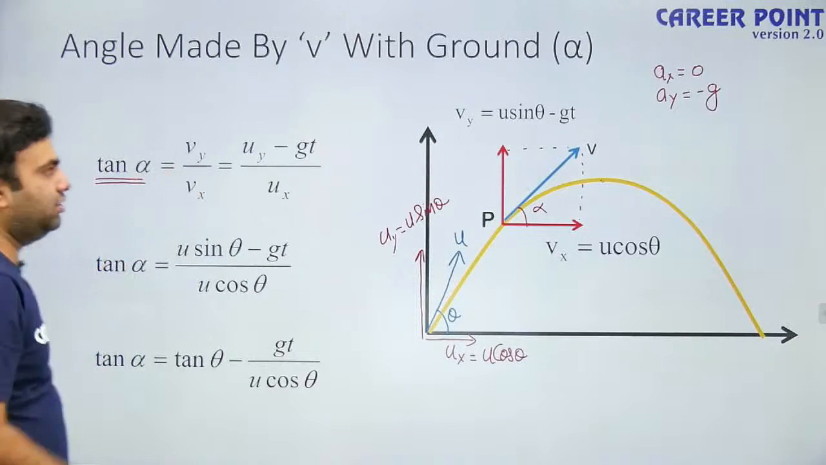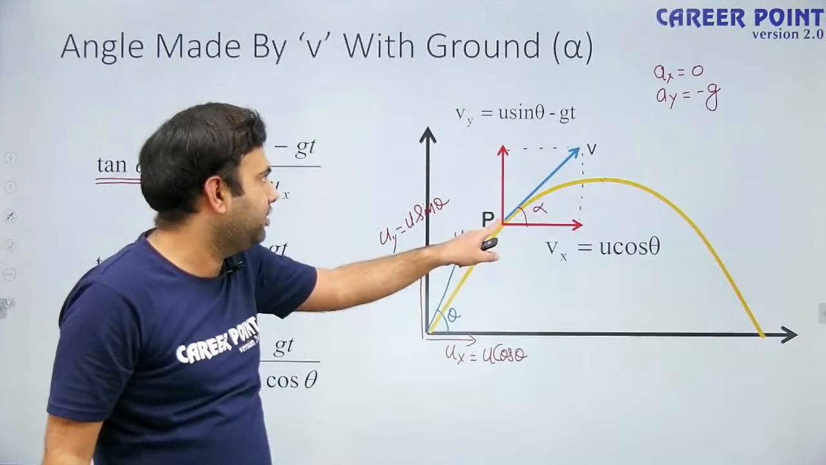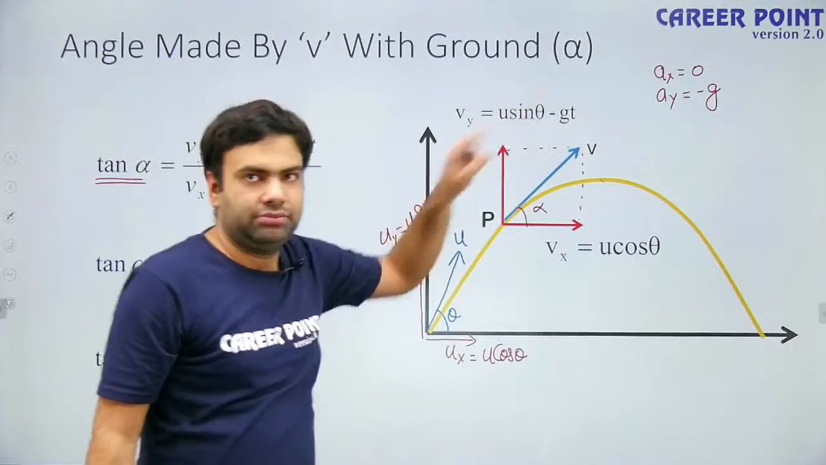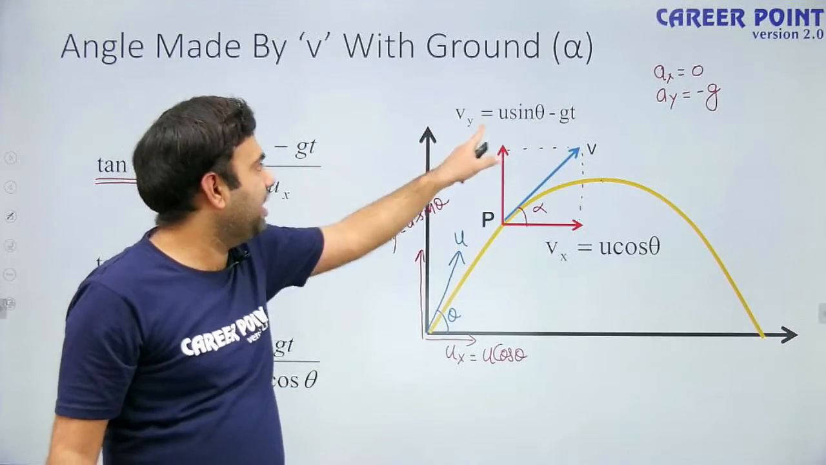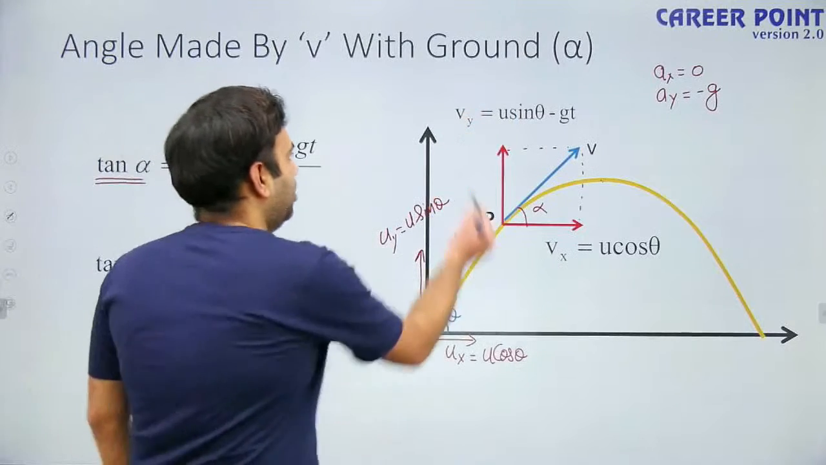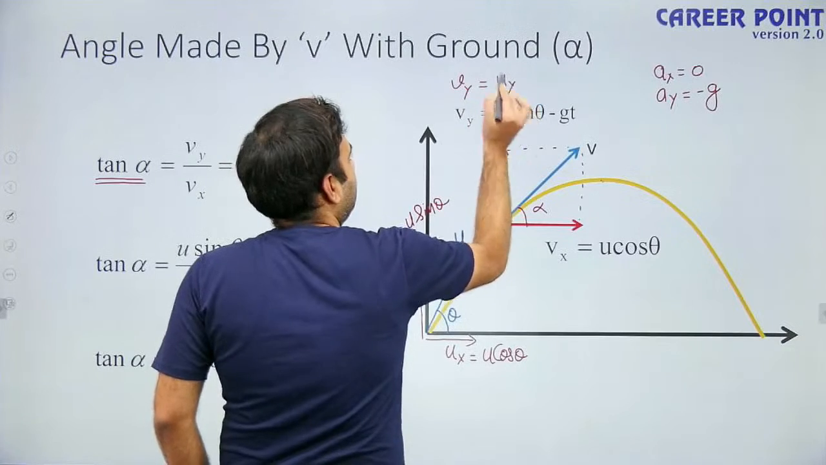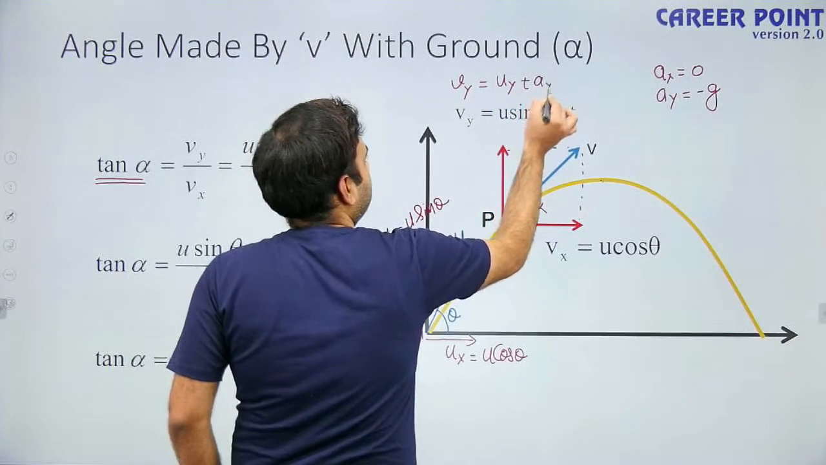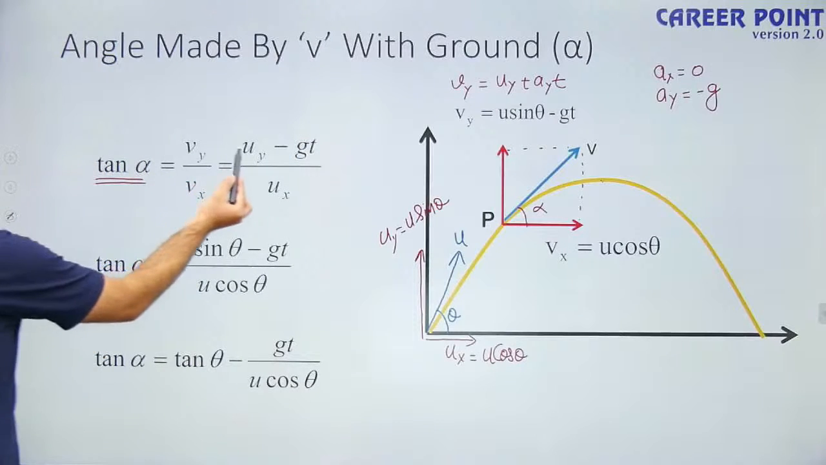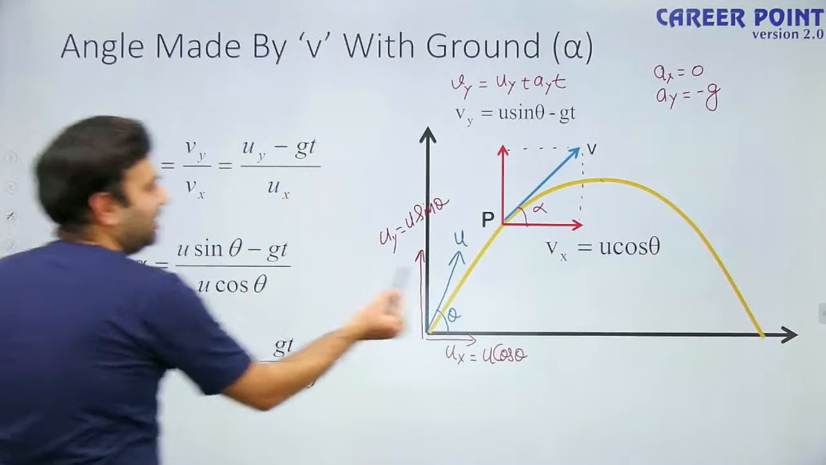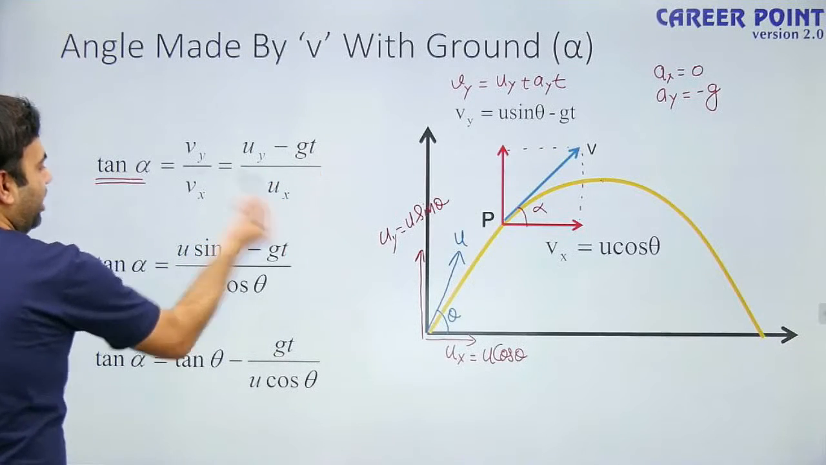Okay, and what is Vy? Apply the first equation of motion in y direction from this point to this point. V is equal to u plus at. Ay is minus g, Vy we have to calculate, and uy is u sin theta. This is the first equation of motion in y direction, by which we got the final velocity in y direction. So Vy is uy minus gt and Vx is ux as it is. So tan alpha is equal to (uy minus gt) divided by ux.